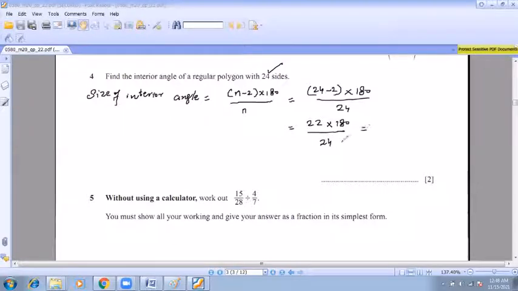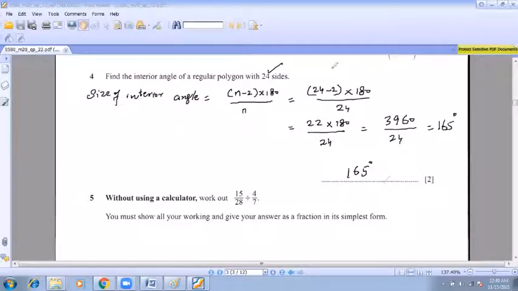If we check the multiplication of 22 multiplied by 180, it equals 3960 degrees, and divided by 24, that gives me 165. So this is the final answer. If we have a shape which has 24 sides, the interior angle of that shape is 165 degrees. That's it.